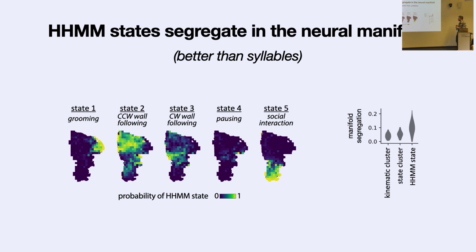And you can similarly, through a k nearest neighbor analysis that I won't go into, formally look at how well these states segregate from each other in the neural state space. Again, you get a similar result: the segregation is better for the higher order states than for a kinematic clustering or some kind of segmentation that's just based on the syllable representation of behavior.